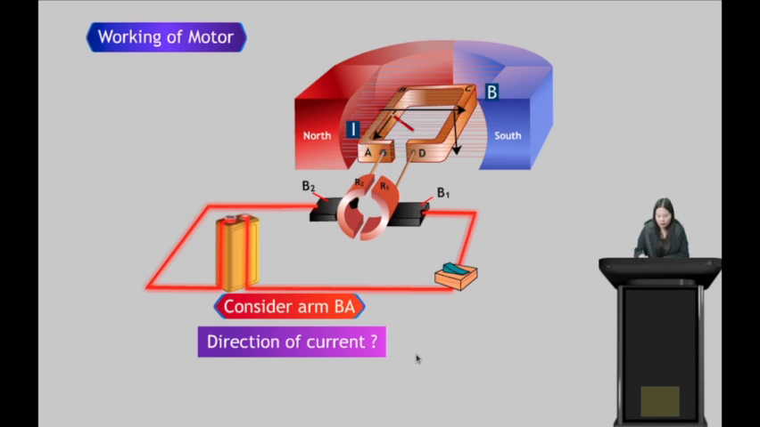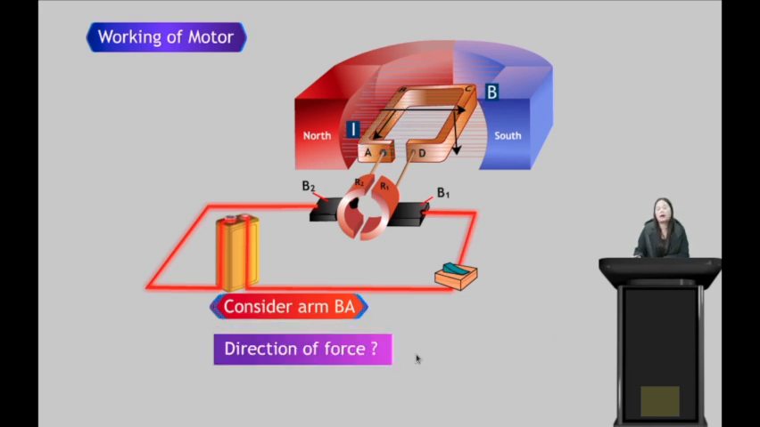So what will be the direction of force in arm BA? Now using Fleming's left hand rule, we can see that the direction of force is upward. Remember, the object moves in direction of force. In arm DC, the direction of force is downward. In arm BA, the direction of force is upward. So arm DC will move downward, arm BA will move upward.